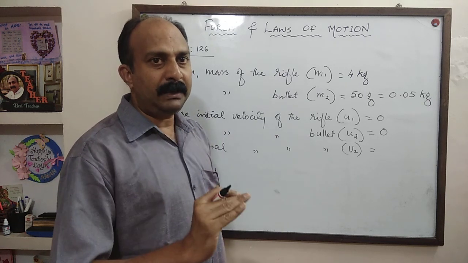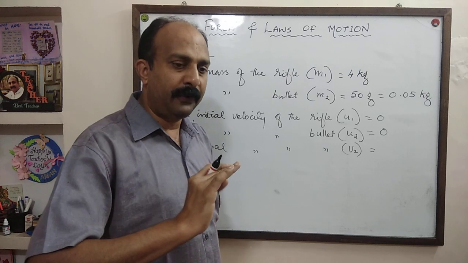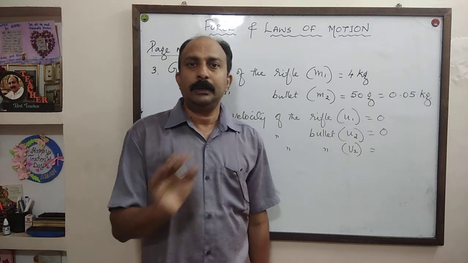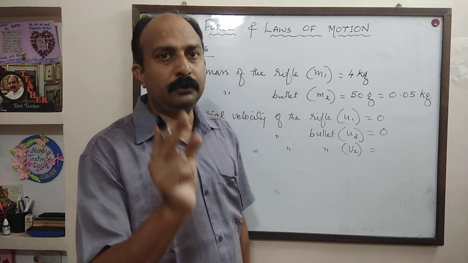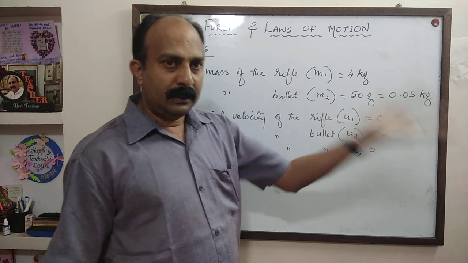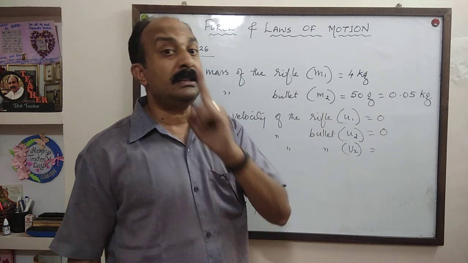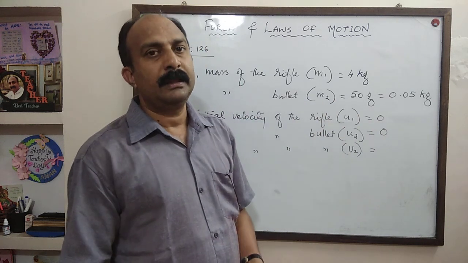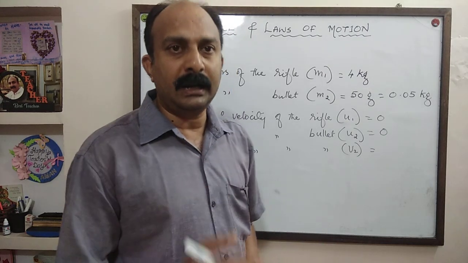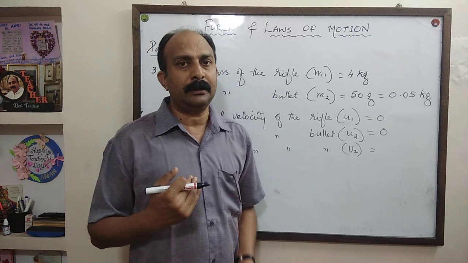Because here action means the firing of the bullet. So when the bullet is not fired, no velocity. So both U1 and U2 will be 0. Remember this. The bullet is fired with a velocity, that is the final velocity of the bullet. And we are asked to find the final velocity of the gun, that is called recoil velocity.